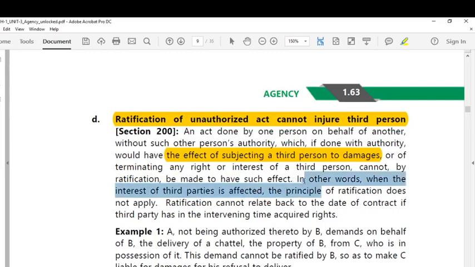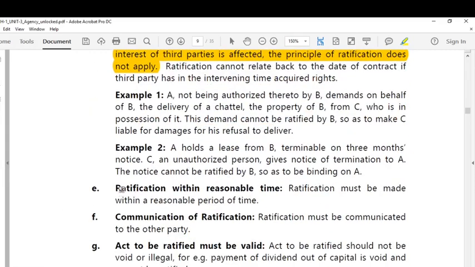So in other words you can say, when the interest of third parties is affected, the principle of ratification does not apply. Whenever the third party's interests are affected, in all such cases, the principle of ratification to create agency will not apply.